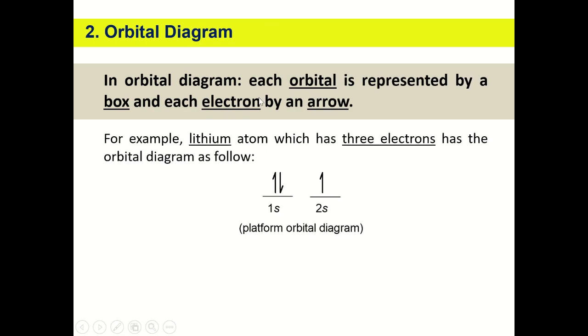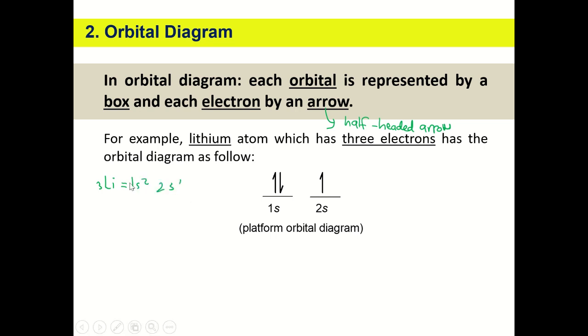Meanwhile, for orbital diagram, each orbital is represented by a box and each electron by an arrow. And for the arrow used here, you should use what? We call half-headed arrow. Okay, you can't draw a full-headed arrow. Please draw half-headed arrow. For example, lithium has 3 electrons, and has the orbital diagram as follows. The SPDF notation for lithium-3 is 1s2, 2s1.